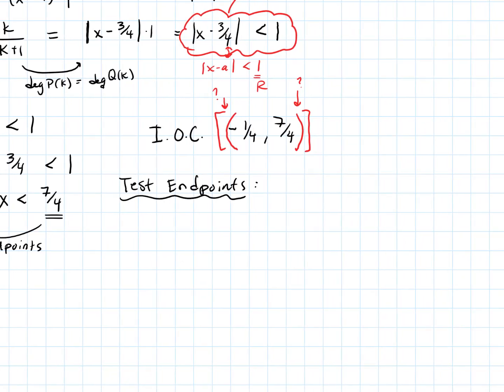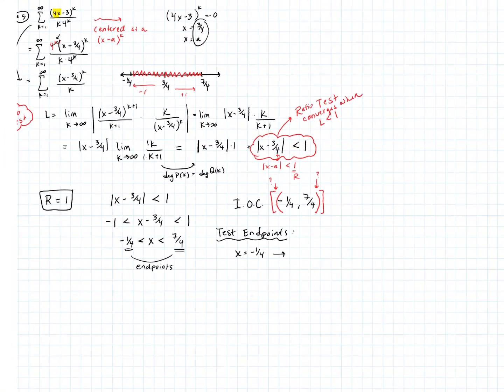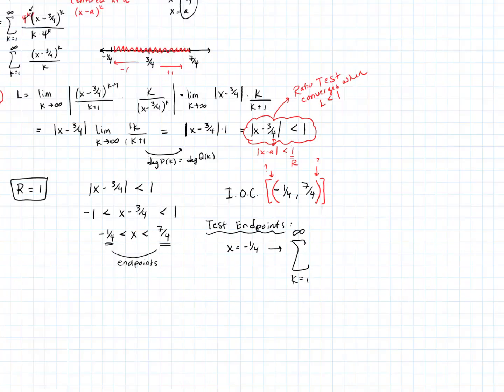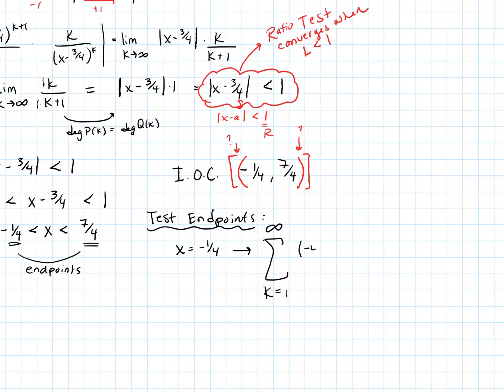So notice when I test the endpoint, let's start with x equals -1/4. When I test that endpoint and plug that back into my original series, which is right there up at the top, if I plug in -1/4 for x, my series becomes the sum from k equals 1 to infinity. When I plug in -1/4, I would get 4 times -1/4, so I get -1 minus 3, so I get -4 to the k over k times 4 to the k.